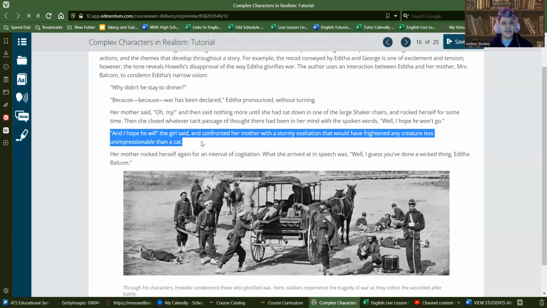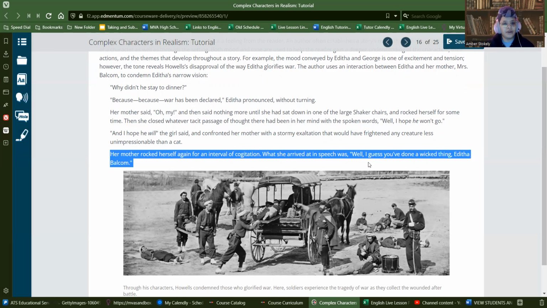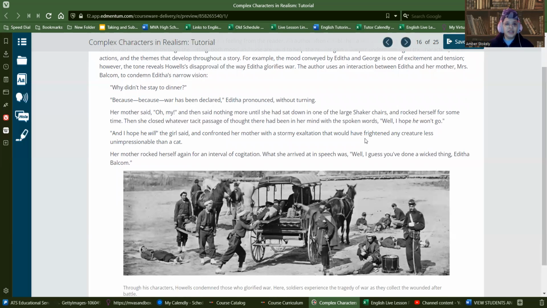So basically, she's so excited about saying "I hope he will" that it probably would have scared anyone else who was listening. She said it in response to her mom like she was arguing with her, like she was yelling at her. And then it says her mother rocked herself again for an interval, that means a space of time, of cogitation. What she arrived at in speech was, "Well, I guess you've done a wicked thing, Editha Balcom." So she's basically saying that trying to convince him that he should go because you think war is cool is pretty awful. And her mom doesn't come out and say, "Oh, you're an awful person," but it says what she arrived at. Arrived means you've gotten somewhere. You were moving and you came here. So she had to think about what she was going to say, and what she decided to say was, "Well, I guess you've done a wicked thing."